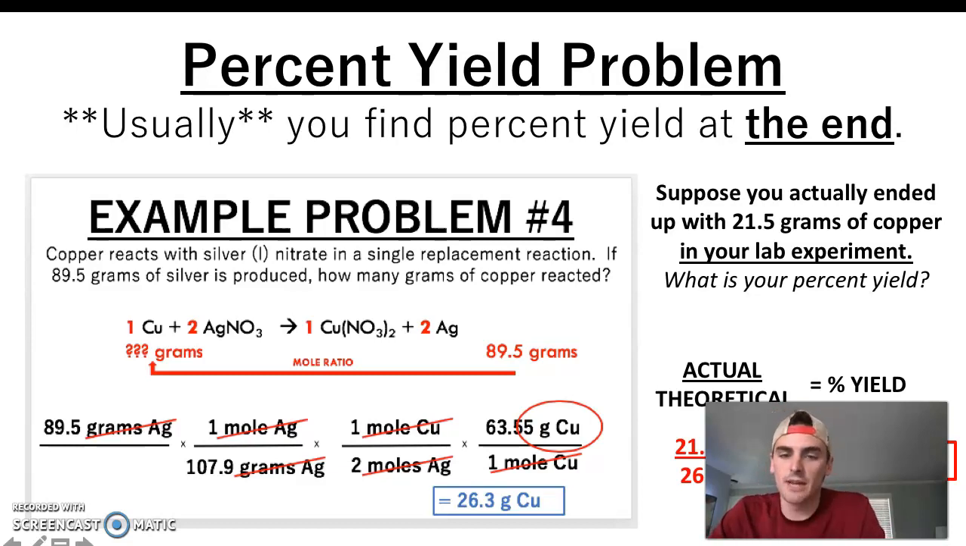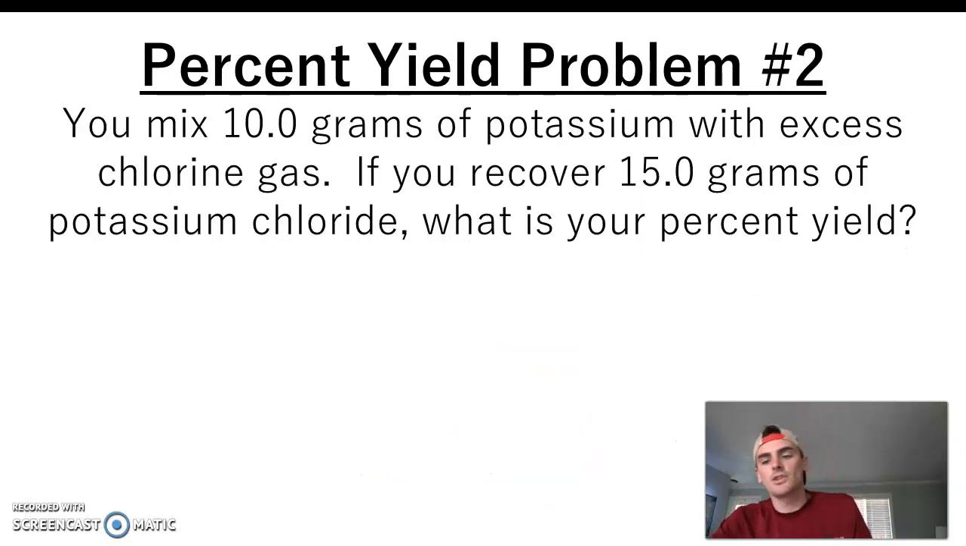Let's do one more together here. That one kind of shows you the idea of it though. So this will be a full-blown example problem. Again, get a blank piece of paper and follow along with me here. You mix 10 grams of potassium with excess chlorine gas. So there's our reaction right away. If you actually recover 15 grams of potassium chloride, this would be what you did in lab. What is your percent yield?